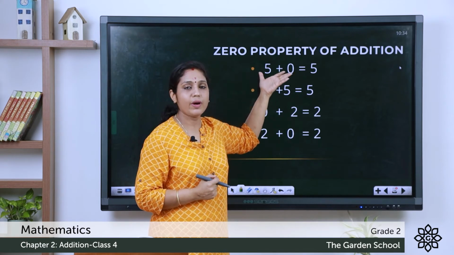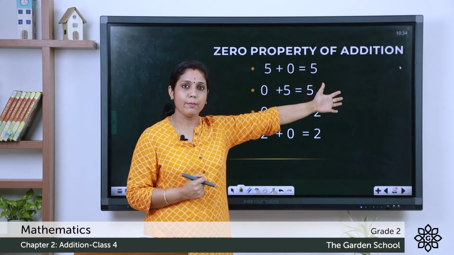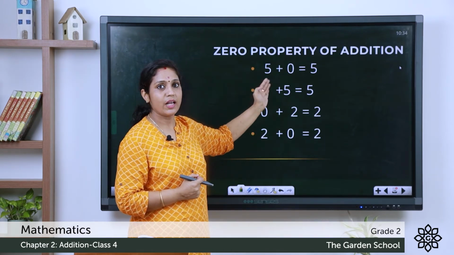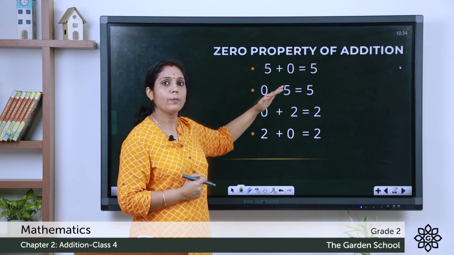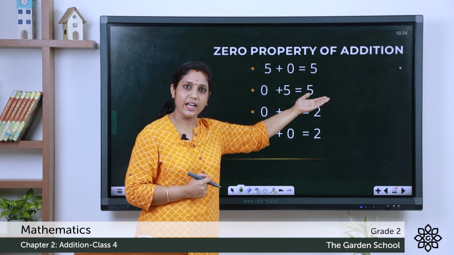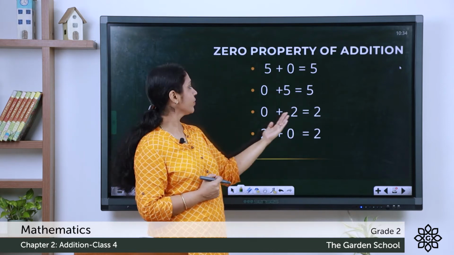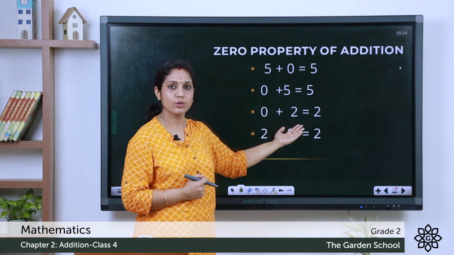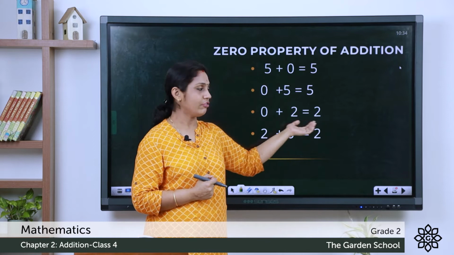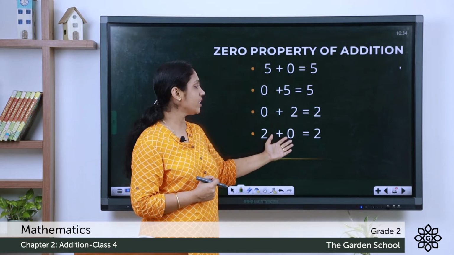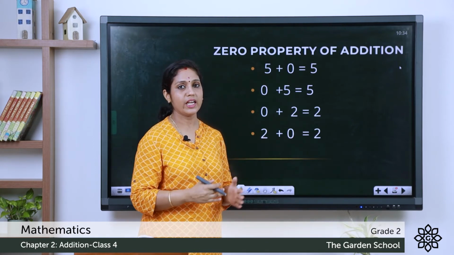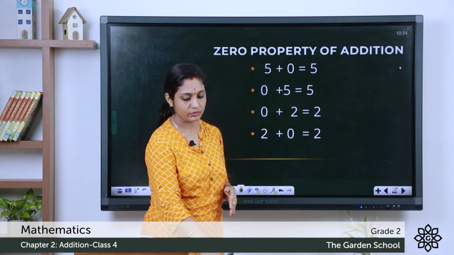So any number added with 0, we get the number itself. Here we have changed the order of the addends. That is 0 plus 5, we get the answer, the number itself, that is 5. 0 plus 2, we get 2 itself. And 2 plus 0 is 2 itself. So I hope you are clear with the addition facts.